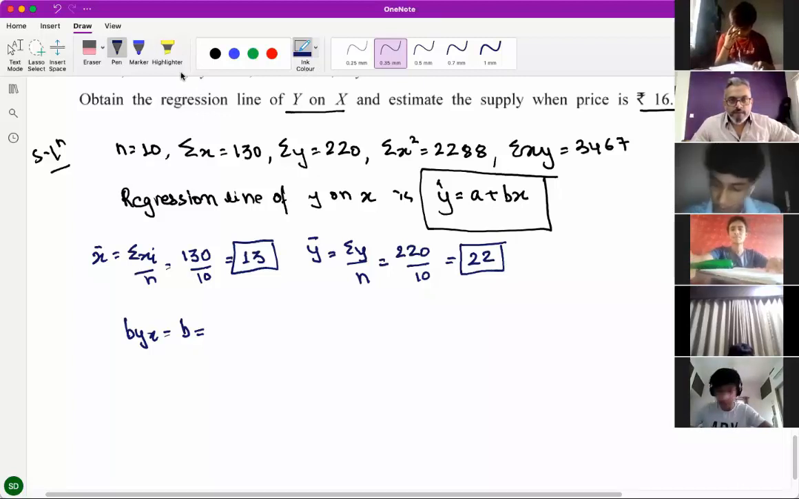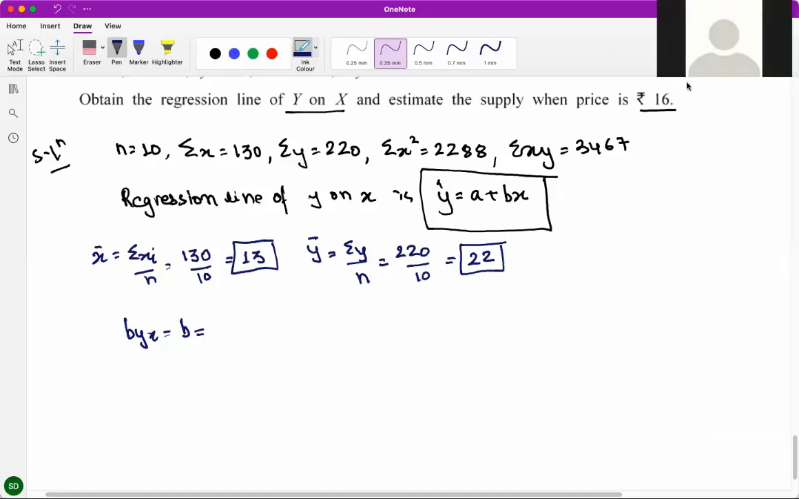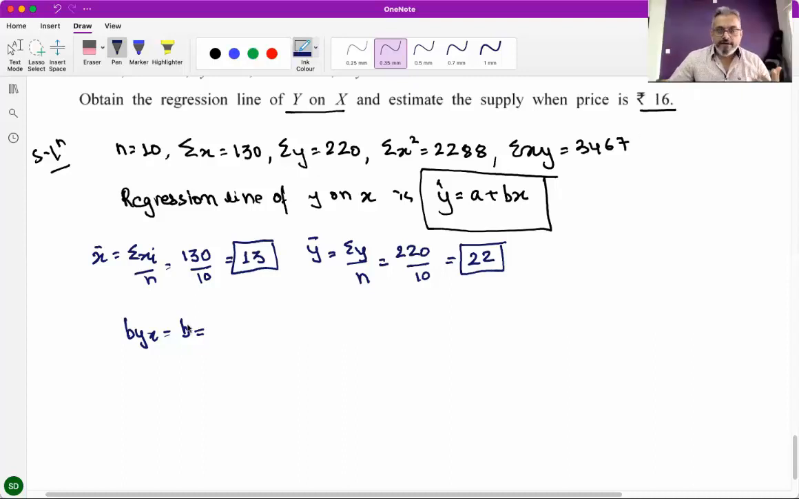Sigma xy minus n x bar y bar, covariance formula? Yeah, normal formula. Yes, no need to go for covariance, no need to get into trouble. You can use that as well. Okay, that's not wrong. But then you will have to find out variance also. So it will become more lengthy. So here all the information is given.